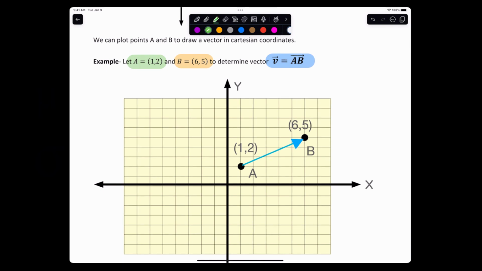So notice, if you guys remember how to plot points, this is 1, and this is up 2. So you go to the right 1, up 2. This is the location of A, your initial point here. And then B is all the way over here at 6. So the terminal point, the point where you end, goes over here at what? This is 6, and this is 5.